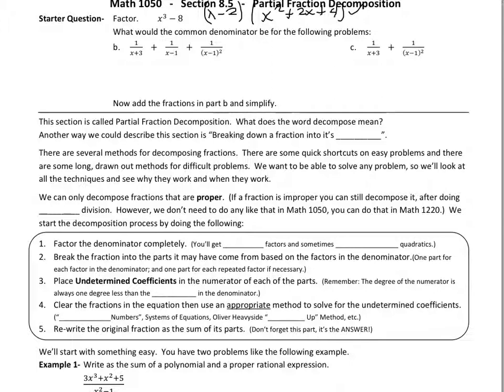All right. Okay, so look at part B now. So what would the common denominator be for that one on B? 1 over x plus 3 plus 1 over x minus 1 plus 1 over x minus 1 squared. Yeah, the common denominator would be x minus 1 squared times x plus 3.